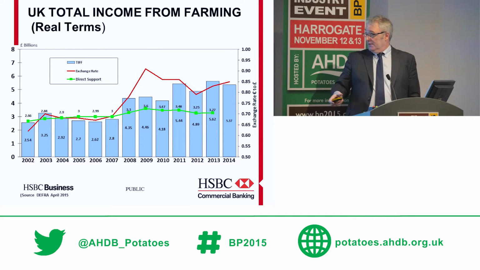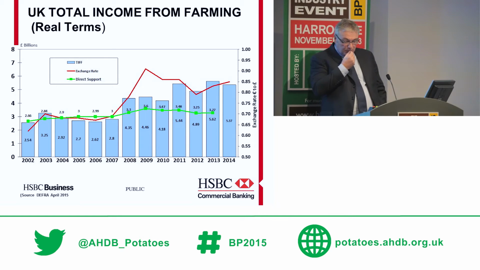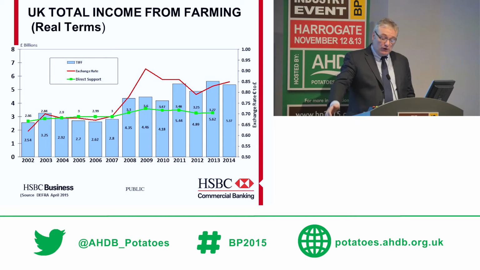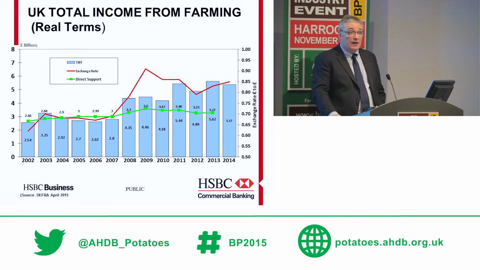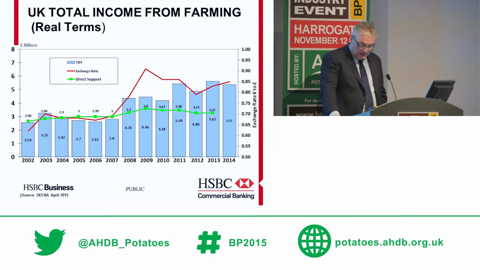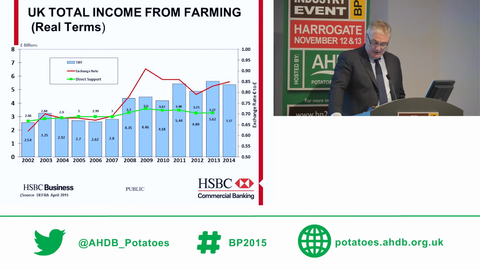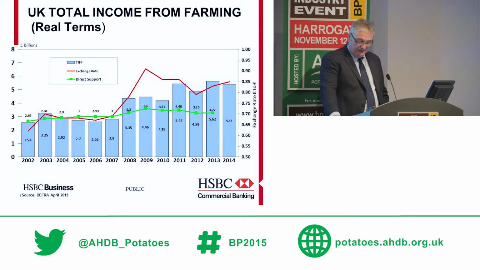Oops, one too fast. So coming on to the points that Neil was making about exchange rates. The graph up there is the total income from farming, which is basically an indication of profitability of all UK agriculture. And you can see in 2014, the figure of 5.37 billion is the return that the government believes that agriculture generated as a profit.